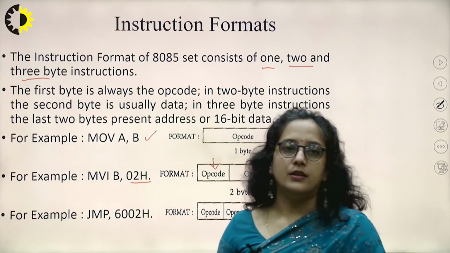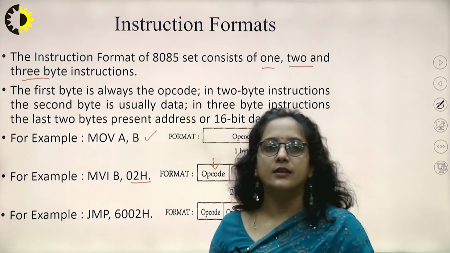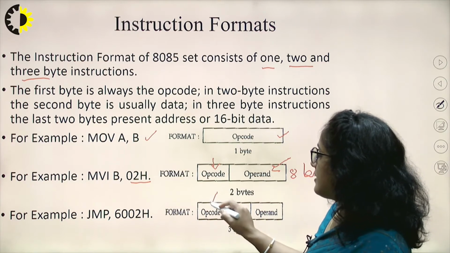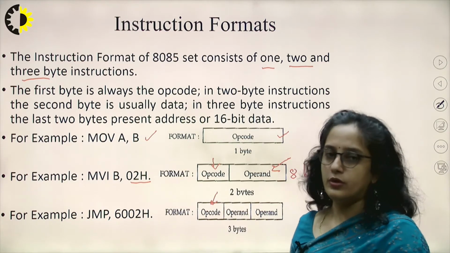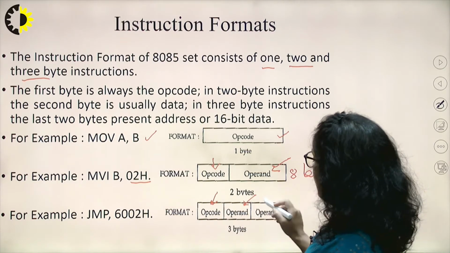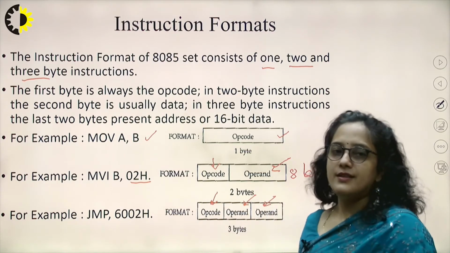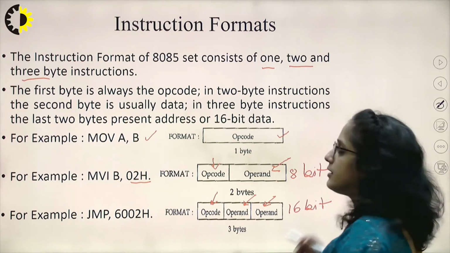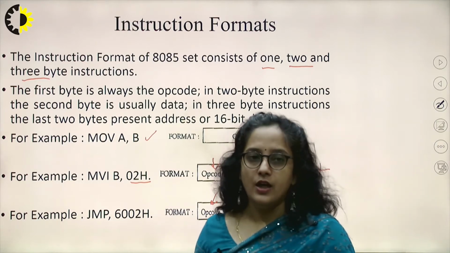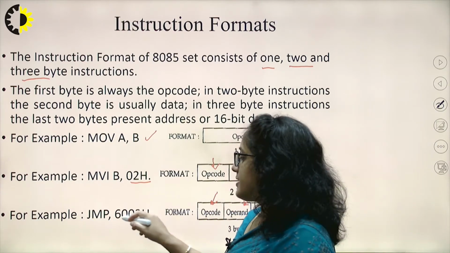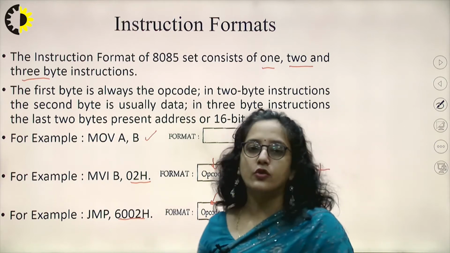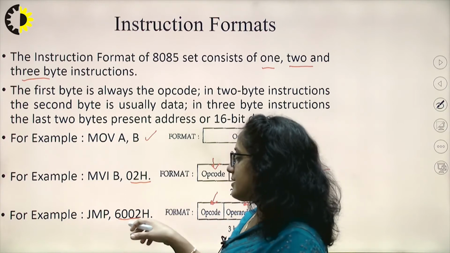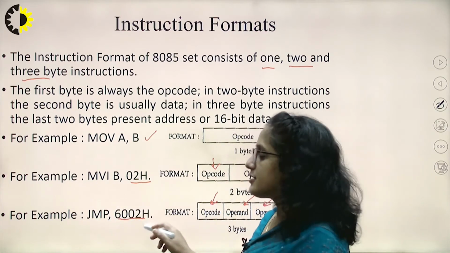The third type of instruction format is the 3 byte instruction. In this, the first byte always has the opcode, the second byte is an operand, and the third byte is also an operand. So here we can say that the operand is 16 bit. It may be an address, it may be data. For example, in the case of jump 6002H, it is an address location. So whenever the microprocessor executes this instruction, it will jump to location 6002.